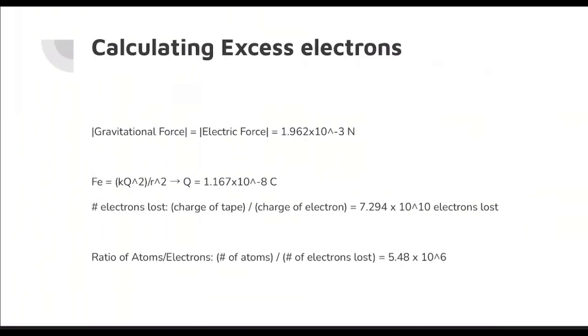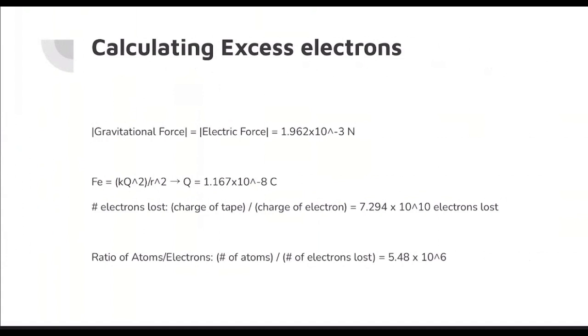So to calculate the excess electrons, we know that the gravitational force is equal in magnitude to the electrical force, and the gravitational force is found to be 1.962 times 10 to the negative 3 newtons, and we found this by multiplying the mass of the tape by the acceleration due to gravity. And then we rearrange the electric force formula, where K times Q squared divided by R squared is equal to Fe. We arranged this to solve for Q, and we found that the charge was 1.167 times 10 to the negative 8 coulombs.